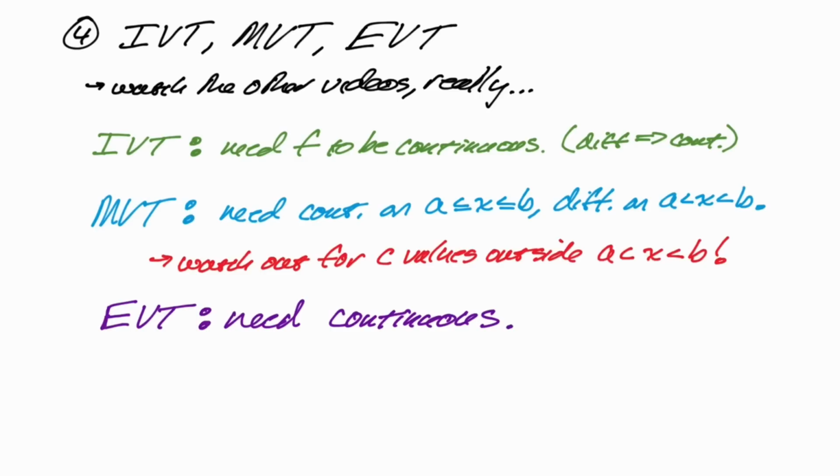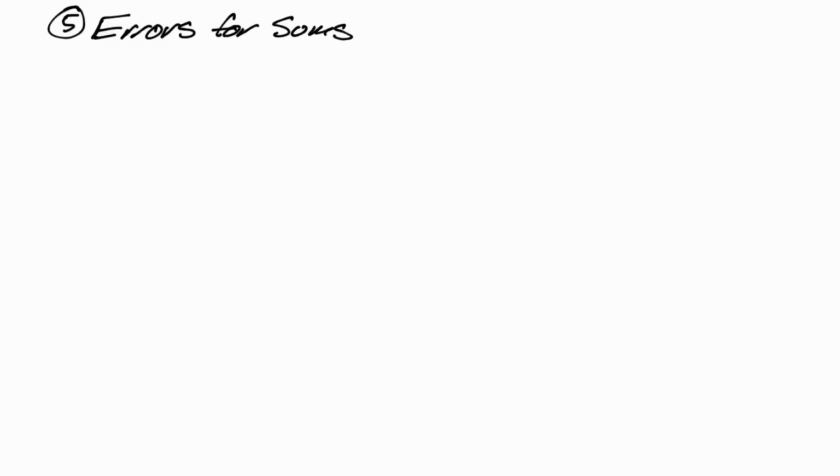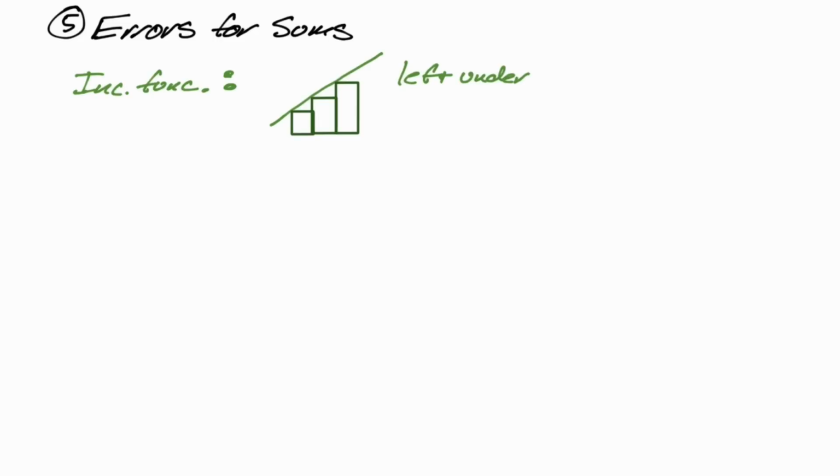Let's take a look at the next topic, which is errors for sums. So when you're doing Riemann sums, when you're doing trapezoidal sums, you're sometimes going to be asked about what type of error you're getting. My recommendation really on all of these is just draw a picture. Don't overthink it. In fact, kind of don't think it at all. Just draw a picture. So if we have an increasing function, we draw it, we draw our left sum. Left sums are definitely underestimates, right? So this is what I mean by just draw it, don't think about it.